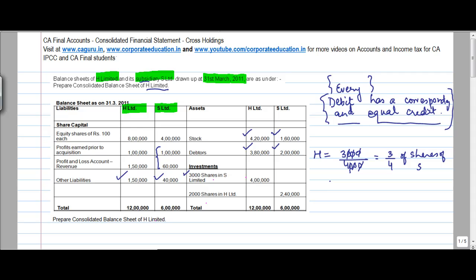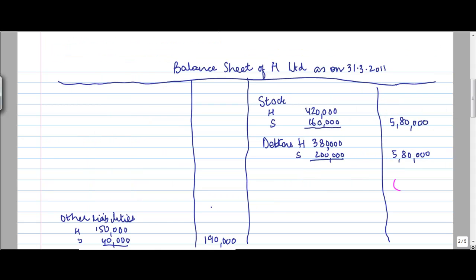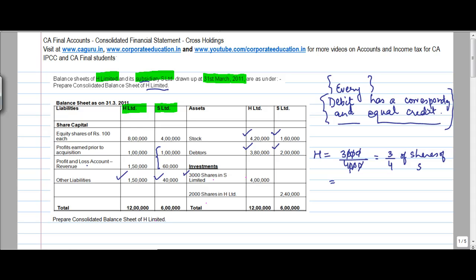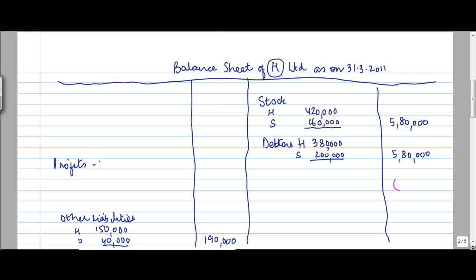So what does H own? H owns basically the profits which it has earned on its own. Suppose, let us take it like this. So profits. Whose balance sheet are we preparing? We are preparing the balance sheet of H Limited. Okay. Profits. So there are revenue profits, which is 1,50,000. So H Limited has 1,50,000 of profits.